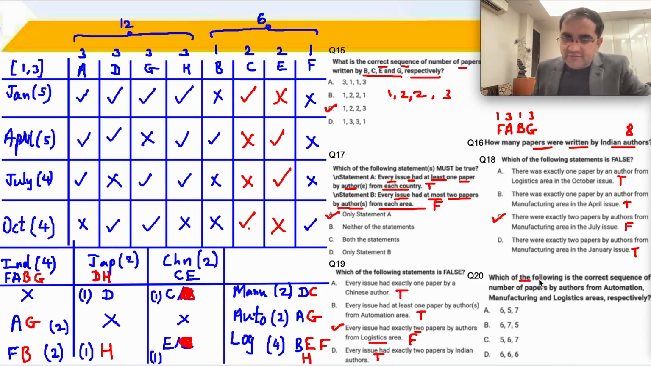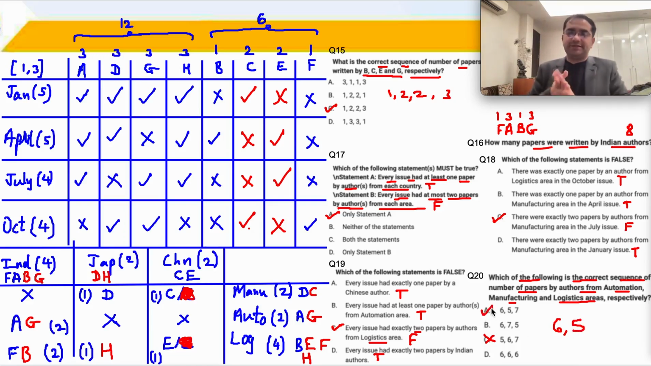C part. Which of the following is the correct sequence of number of papers by authors from automation, manufacturing and logistics? So automation A and G के papers 3 plus 3, 6. So आपके C option is not correct. Manufacturing D and C के 3 और 2, 5. 6 के बाद 5 आना चाहिए. A part is the right answer for question number 20. And that is the end of the set.